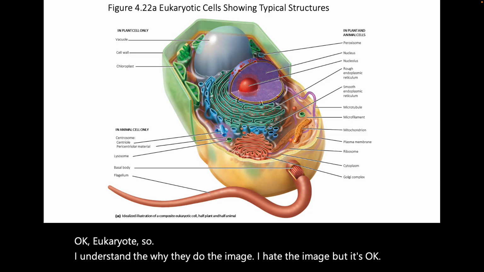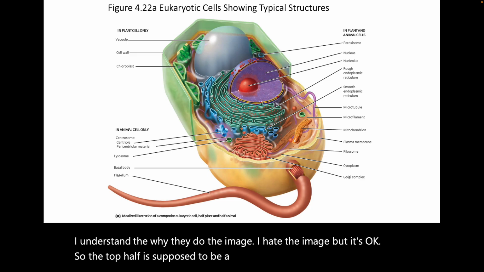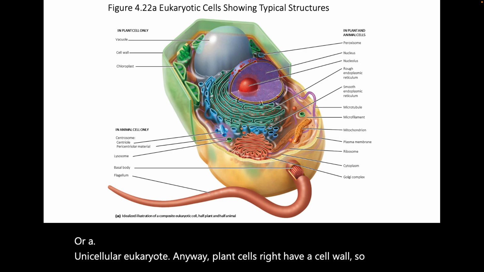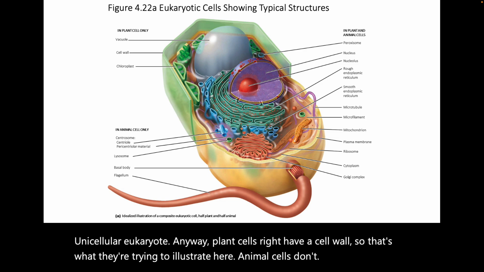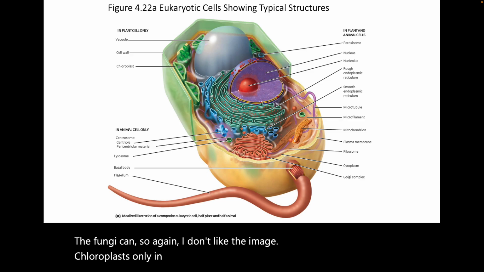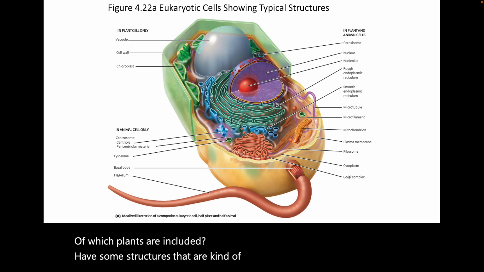So the top half is supposed to be a plant cell, the bottom half an animal cell, or a unicellular eukaryote. Anyway, plant cells, right, have a cell wall, so that's what they're trying to illustrate here. Animal cells don't, but fungi can. So I don't like the image. Chloroplasts are only in photosynthetic organisms, of which plants are included. Animal cells have some structures that are kind of unique to them. Only animal cells, for example, might have a flagellum.